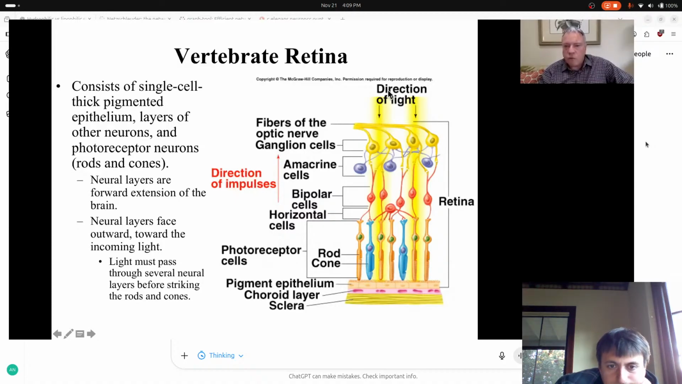And so when the light comes through, it's got to go through. So here are the actual neurons that are coming from the optic nerves. These are called ganglion cells. And then these synapse onto these bipolar cells, and the bipolar cells synapse onto the actual photoreceptors, the rods and cones. And so the light has to go through these other layers of cells before it reaches the actual photoreceptors. Although we'll see there are actually some exceptions to this.